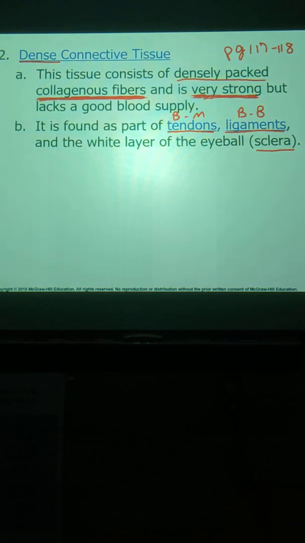The tissue consists of densely packed collagenous fibers and is very strong, but lacks a good blood supply. Remember, collagen, a little bit flexible, but is tough, so that's why this tissue is strong. It is found as part of tendons, which connect bone to muscle or muscle to bone, and also ligaments, which connect bone to bone, and the white layer of the eyeball called the sclera.